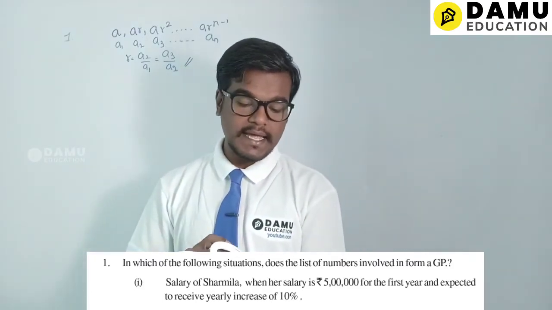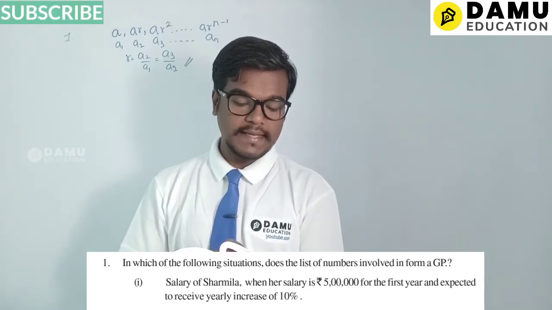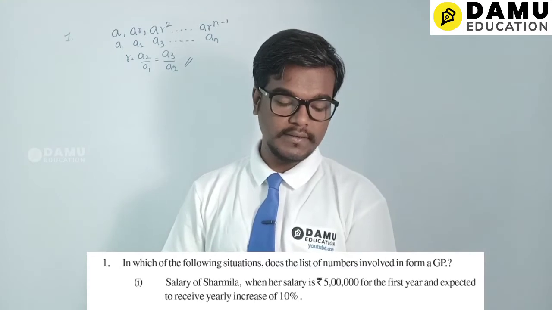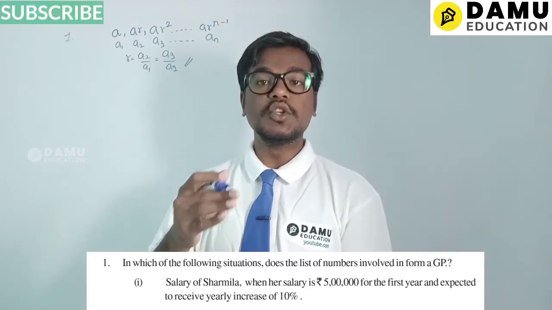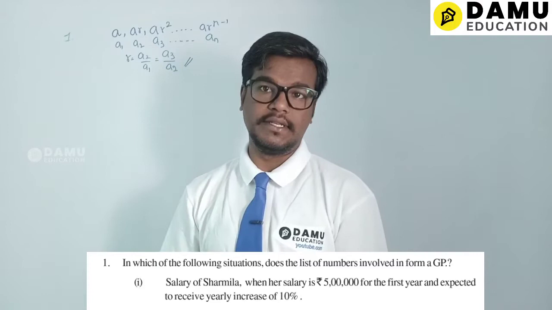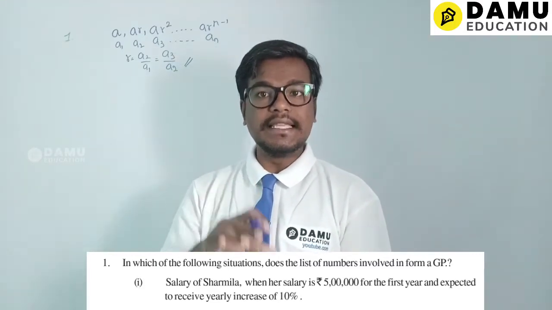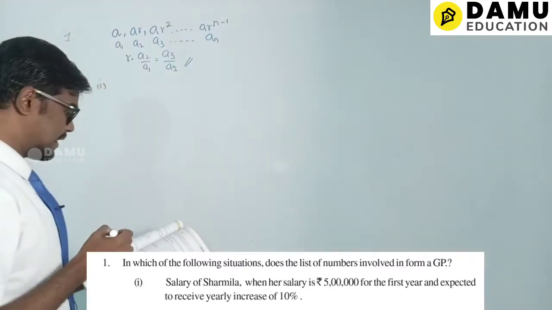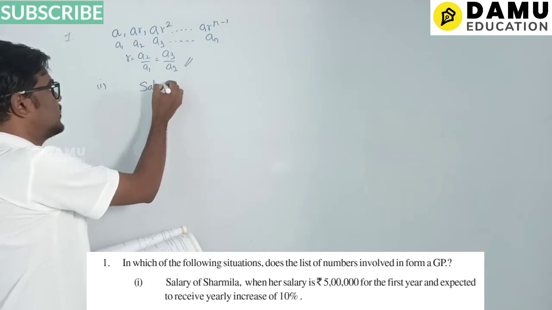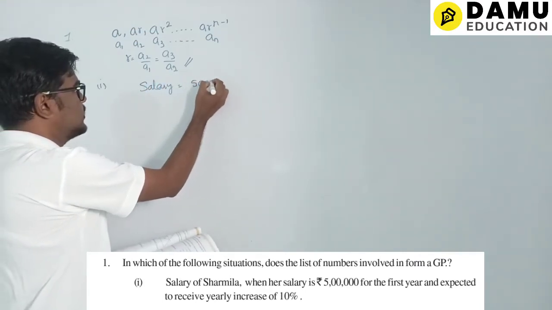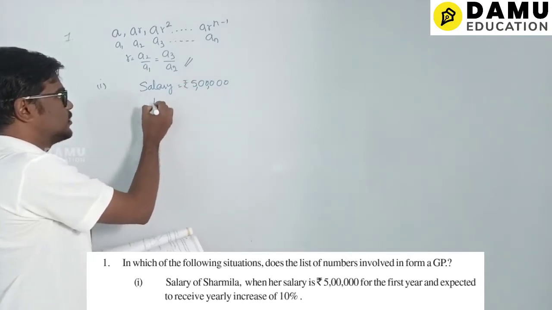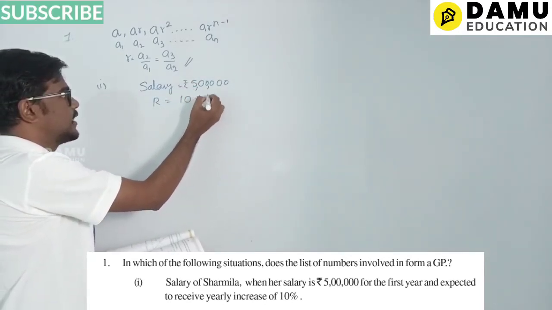First one: the salary of Sharmila. Her salary is 5 lakh rupees for the first year and she is expected to receive a yearly increase of 10%. So the yearly increase is 10%. Now we have to calculate whether the terms are in GP or not. Let's take Sharmila's salary as 5 lakh rupees, with a 10% increment.